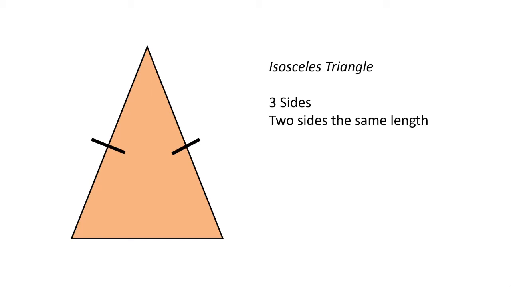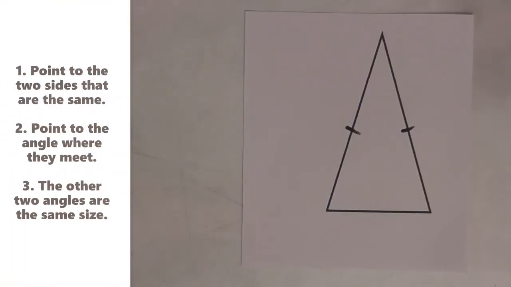Now, if 2 of the sides are the same length, then 2 of the angles will be the same size. Which 2? Well, there is a very particular way of working out which 2 angles are the same size on an isosceles triangle. To work out which 2 angles on an isosceles triangle will be the same, step 1, point to the 2 sides that are the same.